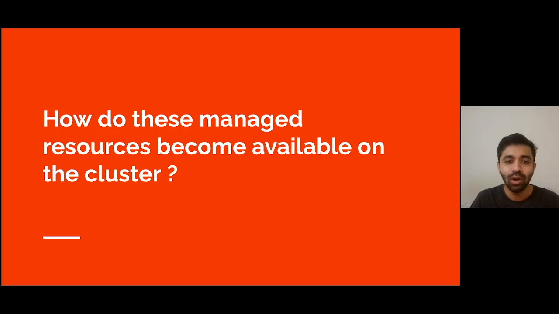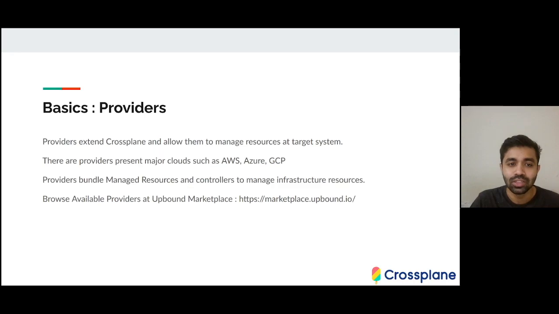So how does this bucket resource actually become available on the cluster? The answer is providers. Similar to how we have providers in Terraform, we have providers in Crossplane that allow it to manage configuration in cloud and cloud SaaS and other external systems. And there are providers available for all the public clouds: GCP, Azure, AWS, Alibaba as well.